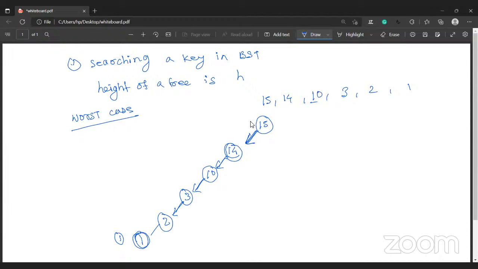If you consider this, the height of that tree is 0, 1, 2, 3, 4 and 5. The number of comparisons is 1, 2, 3, 4, 5, 6, right? So the worst case would be order of n. Right, everyone got it?